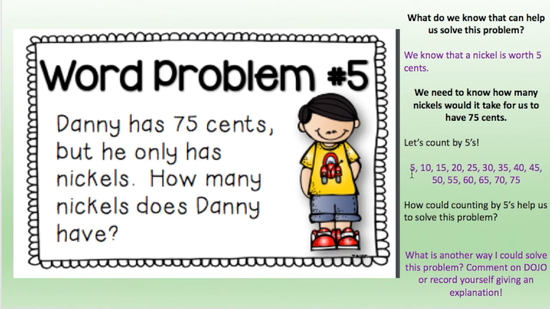So if you imagine that for all these numbers, I actually drew a nickel for each one, we would be able to count how many nickels I need to make 75 cents. So that's one way that counting by 5s could truly help us to solve this problem.